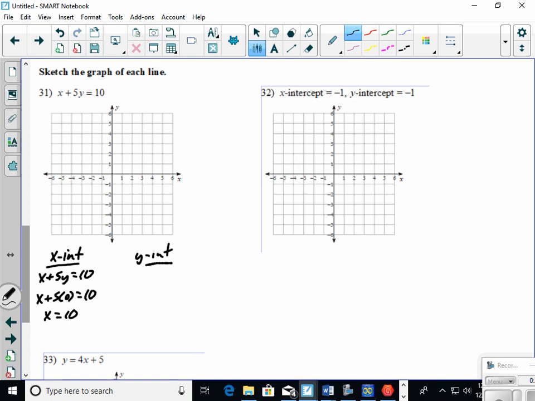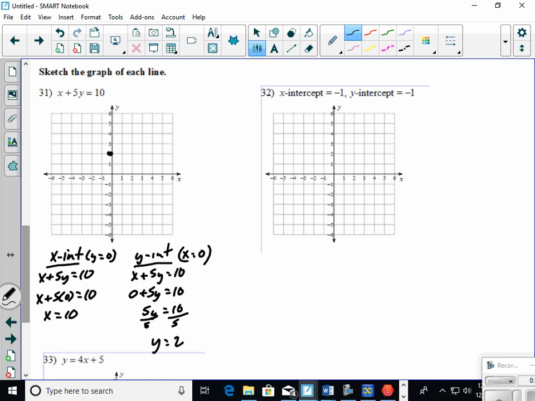And then for the y-intercept, it's going to be x plus 5y equals 10, but we are plugging in a 0 for the x. So it's going to be 0 plus 5y equals 10. 5y equals 10, divided by the 5. So the y is going to go through 2 on the axis.